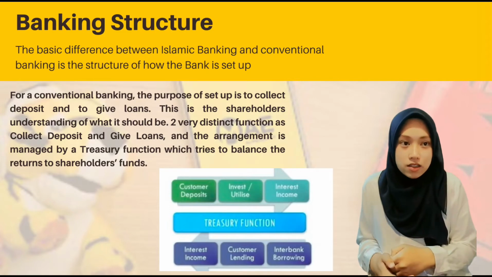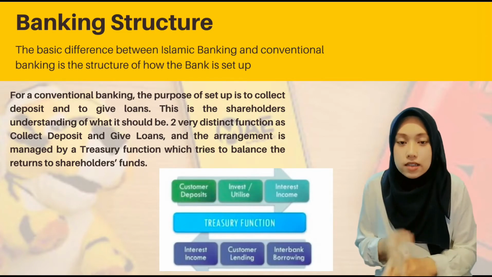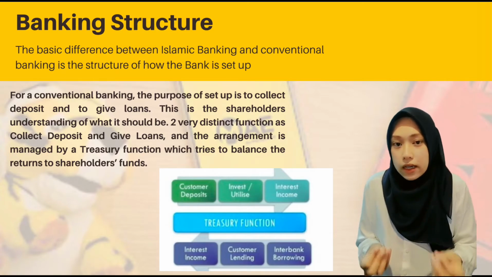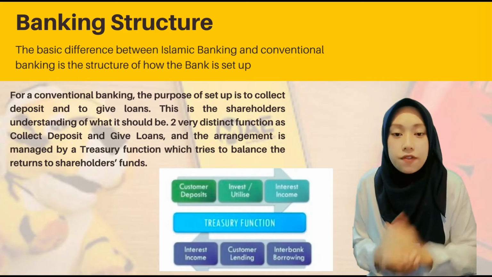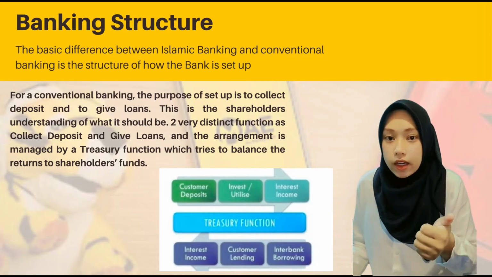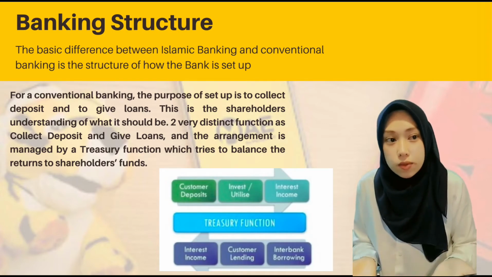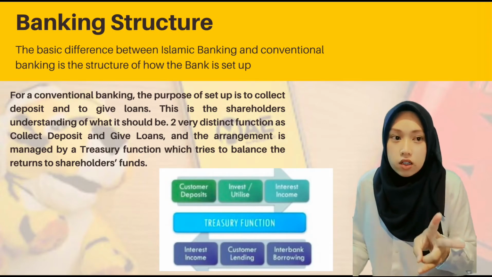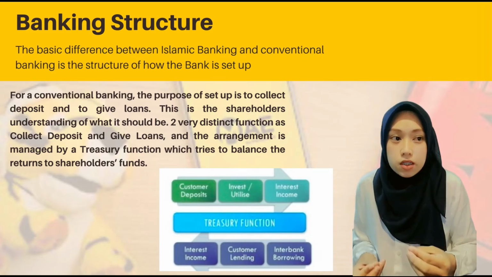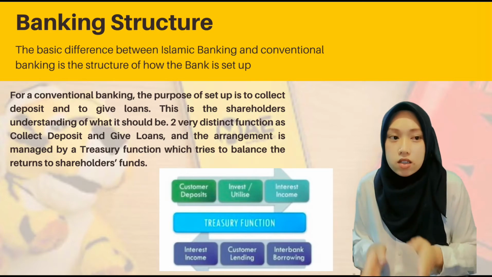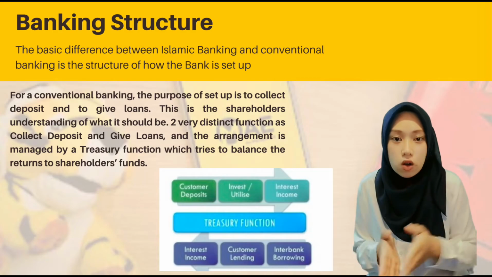For banking structure, the basic difference between Islamic banking and conventional banking is the structure of how the bank is set up. For a conventional bank, the purpose of setup, they have two. First, collect deposits and give loans. This is the shareholder understanding of what it should be. Two very distinct functions, collect deposit and give loan, and the arrangement is managed by a treasury function which tries to balance the returns to shareholder funds.